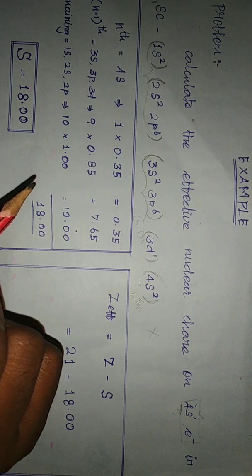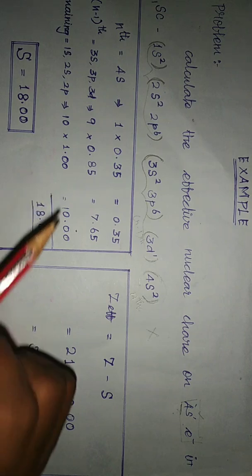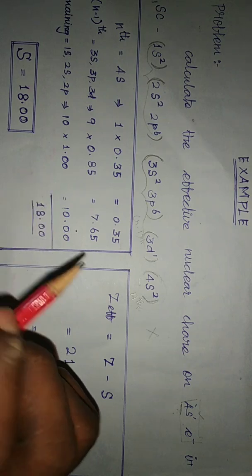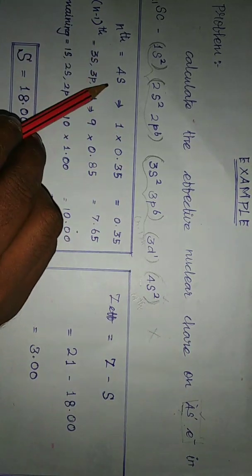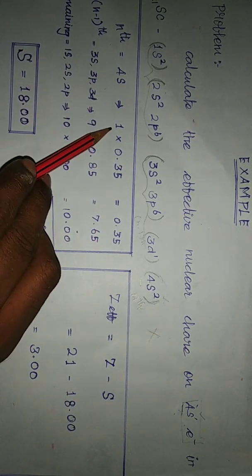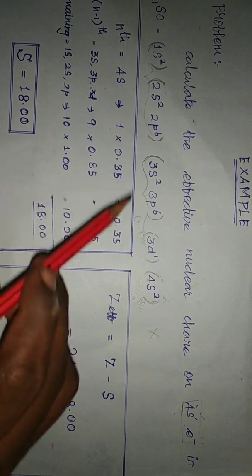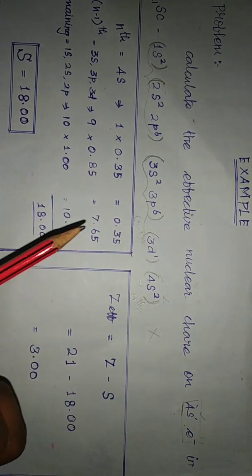Do you remember this table? What do we do with the electrons in the nth shell? The number of electrons in the nth shell is multiplied by the value 0.35. Here we have 2 electrons, and of the 2 we have to leave out 1, because that one electron is the one for which we are finding the effective nuclear charge. Remaining we have 1 electron. So the nth shell is the 4s shell. It has 1 electron, so 1 into 0.35 equals 0.35.